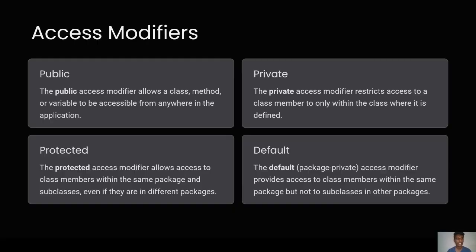There are four types of access modifiers. First is public. The public access modifier allows a class, method or variable to be accessible from anywhere in the application. Next we have private. The private access modifier restricts access to a class member to only within the class where it is defined.